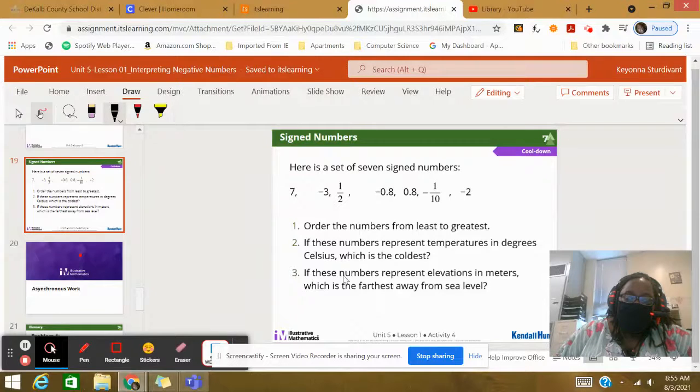And then finally, question 3, it says, if these numbers represent elevation in meters, what is the farthest away from the sea level? So whether you're going left or right, remember that the sea level is 0. So they're asking you which number is farthest away from 0. And again, it can either be positive or negative.